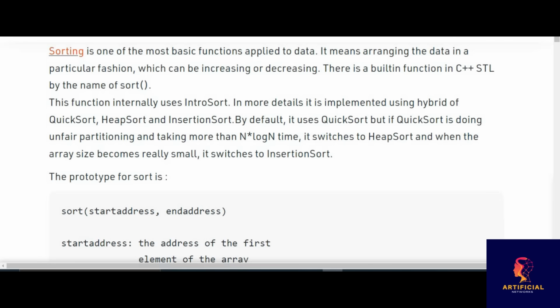Sorting is one of the most basic functions applied to data. It means arranging data in a particular fashion, either in ascending order or descending order, which can be increasing or decreasing. There is a built-in function in C++ STL by the name of sort.